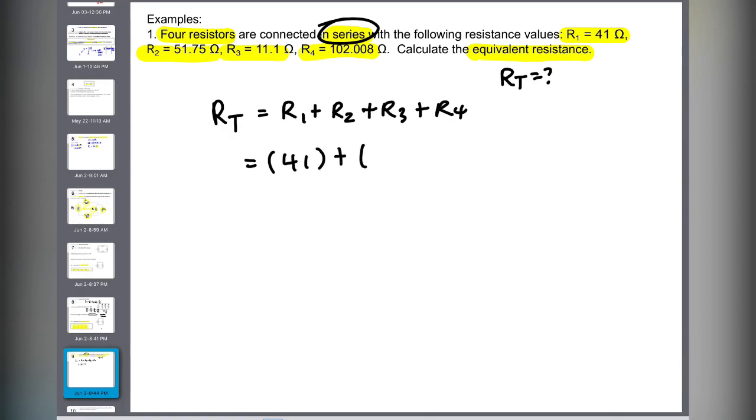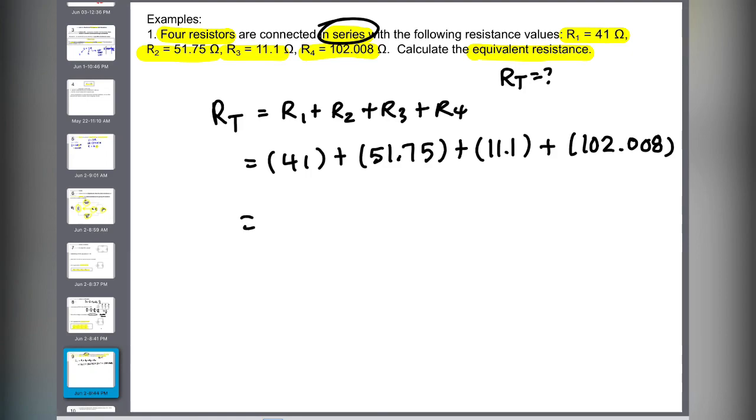So 41 and 51.75 and 11.1 and 102.008. Add them all together. 205.858. I guess the only trick to this question is recognizing they're in series, add them all together, and then put it in the correct sig digs. There's 2 sig digs in this question, so 210, and know the unit is ohms.